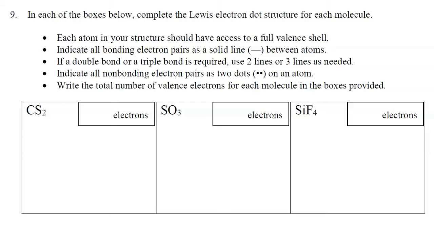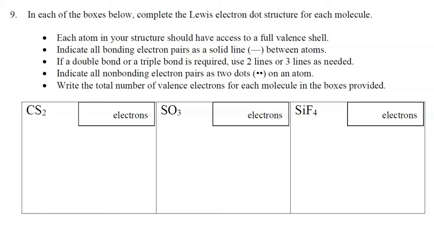The instructions include making sure that each atom has access to a full valence shell, that we represent the bonding electron pairs with a solid line. If we have to use a double or a triple bond, we would use 2 or 3 lines as needed. All of the non-bonding electron pairs will be written as dots. And in the box, we're going to write the total number of valence electrons for each molecule. So let's start with CS2.